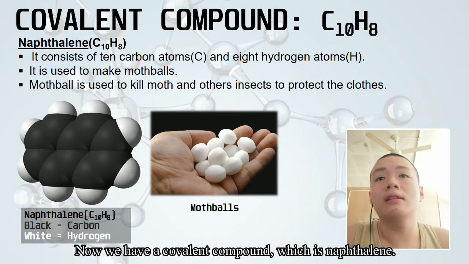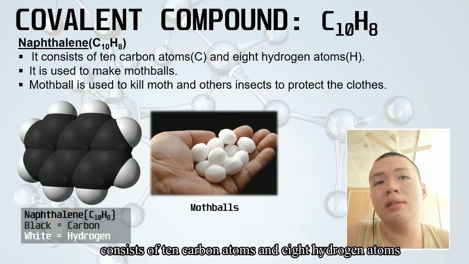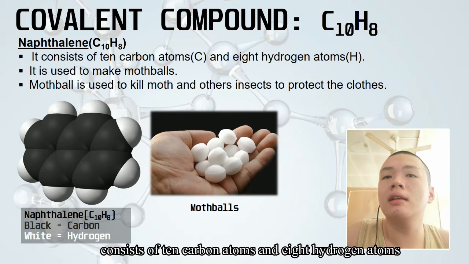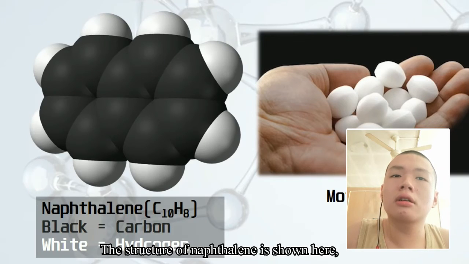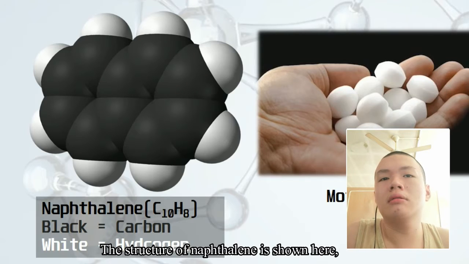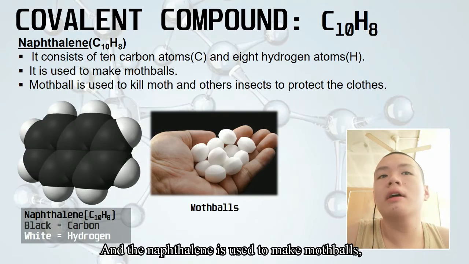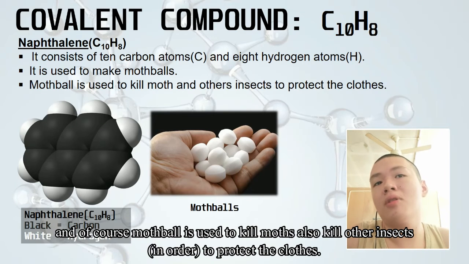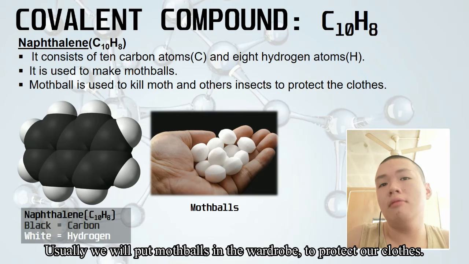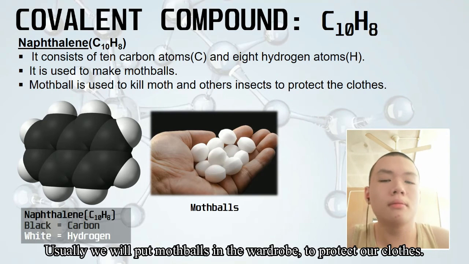Now we have a covalent compound, which is naphthalene. It consists of 10 carbon atoms and 8 hydrogen atoms. The structure of naphthalene is shown here. You can see the black one is the carbon atom and the white one is the hydrogen atom. And naphthalene is used to make mothballs. And of course, mothballs are used to kill moths and other insects to protect the clothes. Usually, we put the mothballs in the wardrobe to protect our clothes.